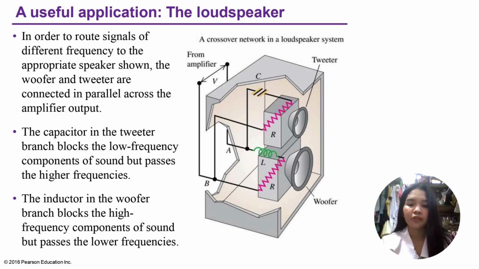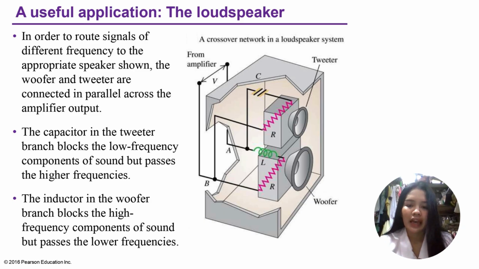The frequency-dependent behavior of resistors, inductors, and capacitors is exploited in numerous applications, including loudspeaker crossover networks. Loudspeakers typically consist of a woofer for low frequency and a tweeter for high frequency. So a crossover network is used to route the appropriate frequency range to each speaker. The capacitor in the tweeter branch blocks low-frequency components but allows high-frequency to pass, thus ensuring that the tweeter only reproduces high-pitched sound.